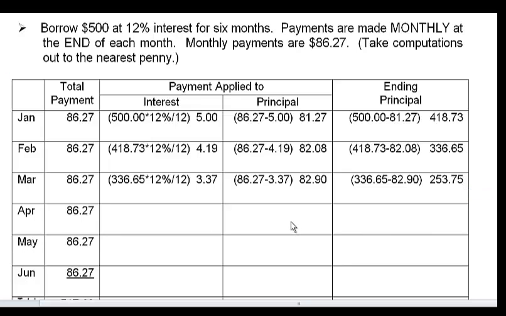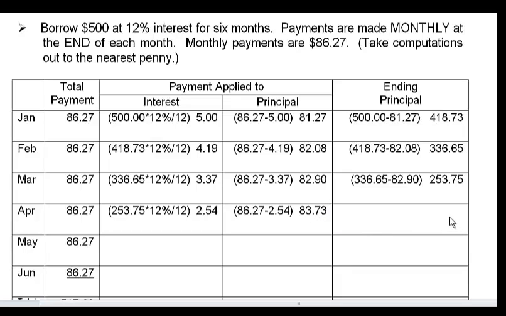For the fourth month, how much of my payment goes toward interest? $253.75 times 12% divided by 12. Says I'm going to apply $2.54 in interest. How much of my payment goes to principal? I'm paying $86.27. $2.54 goes to interest. The balance then will go toward my principal, $83.73.